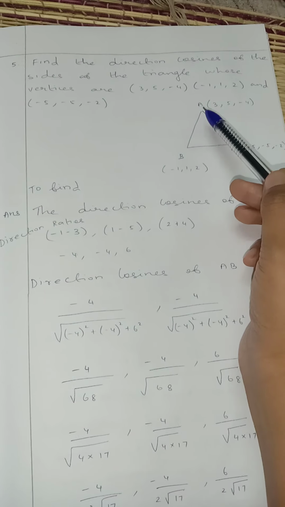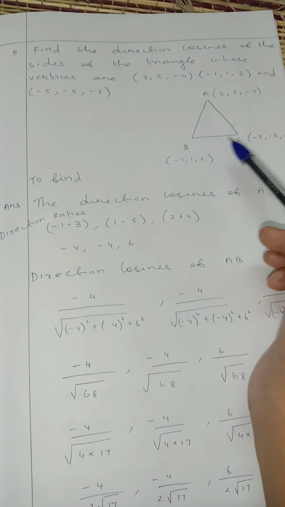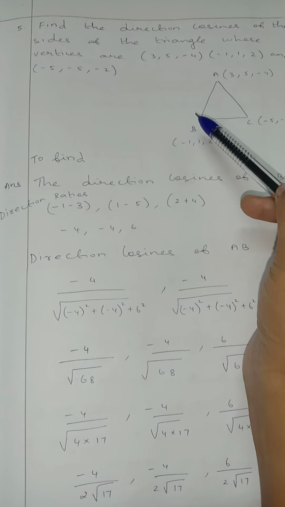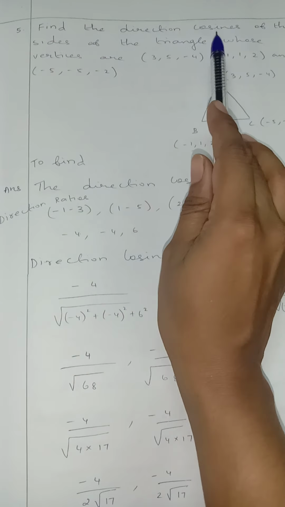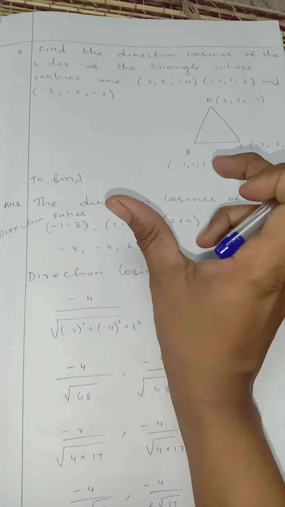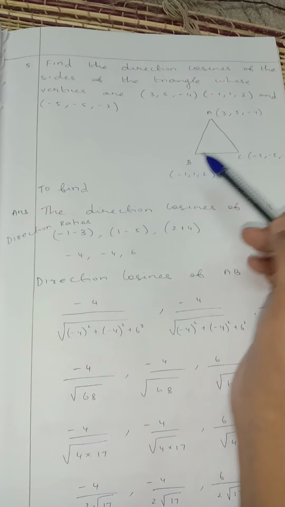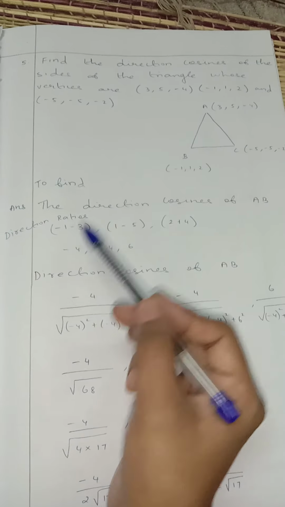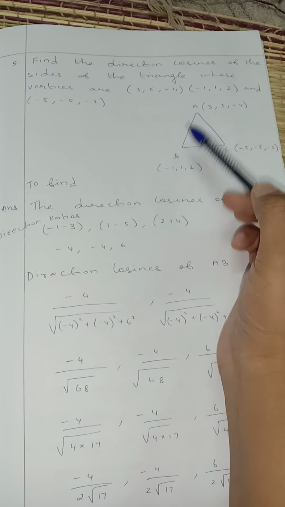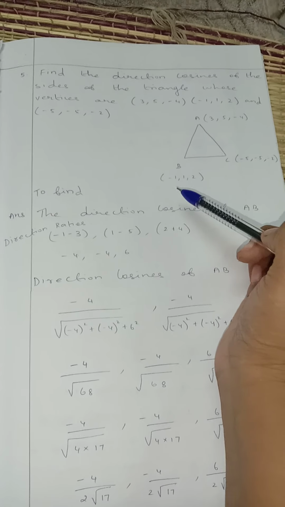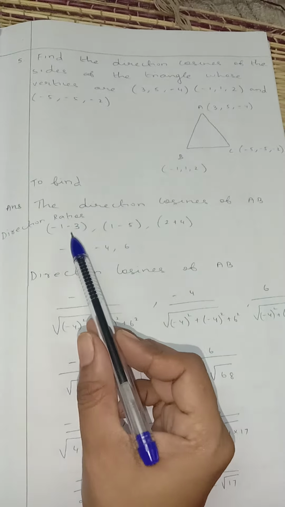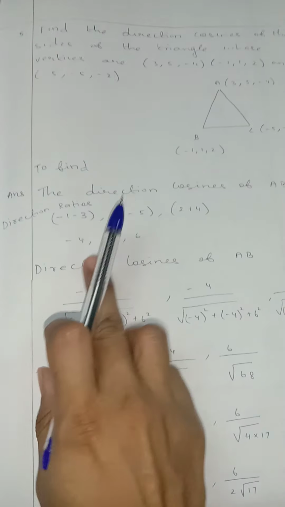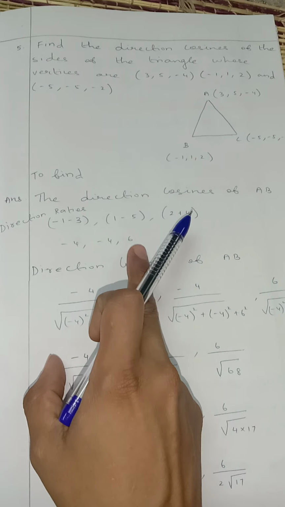So they have given 3 points A, B and C, and these 3 are the vertices of a triangle. See, to find the direction cosines, we first want the direction ratios. So first I am going to take this side AB, and you all know how to find the direction ratios of 2 points, right? x2 minus x1, y2 minus y1, z2 minus z1. So using that, first I am finding the direction ratios of this AB: minus 4, minus 4 and 6.